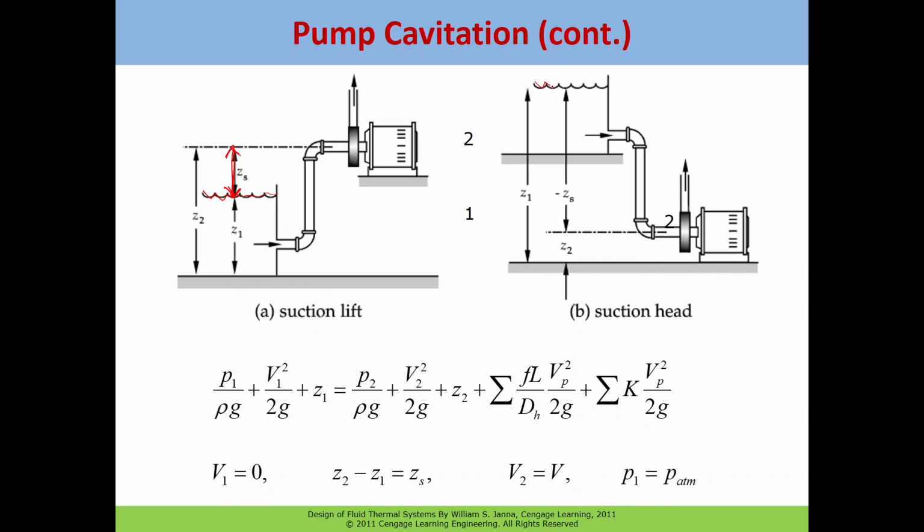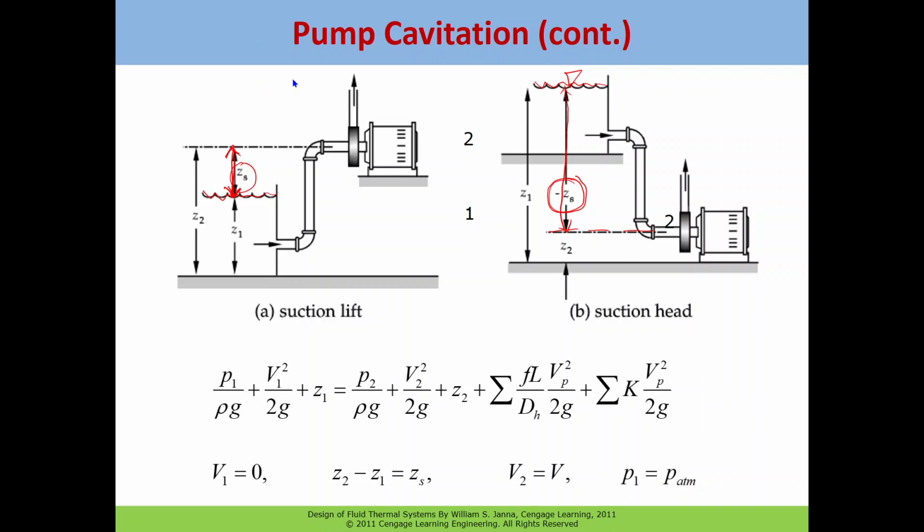When the tank is above the pump center line, as in this case, and this is the pump center line, the pump is below the tank free water level, and whatever amount this is, we call the suction head. This much is the suction head. So the suction lift we indicate by Zs, and the suction head we indicate by a minus sign. This is just the terminology that you have to remember.